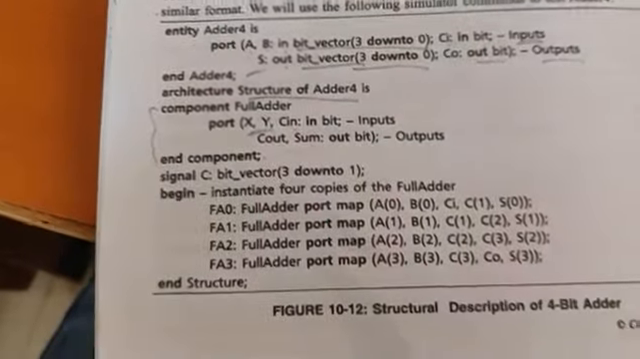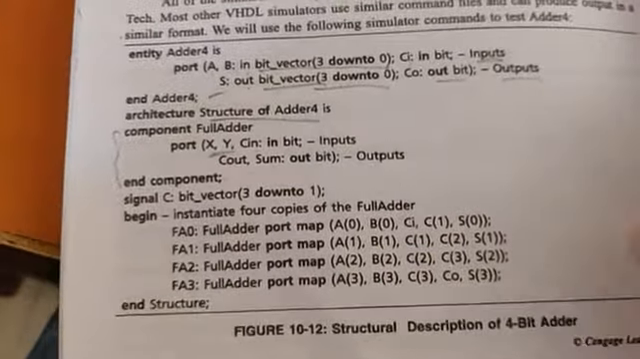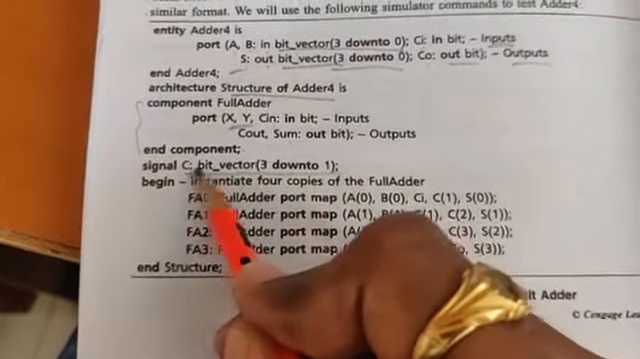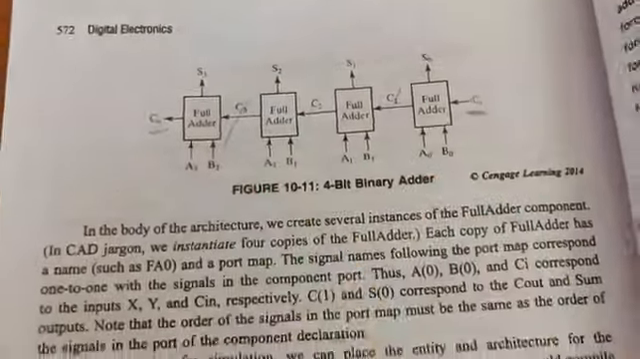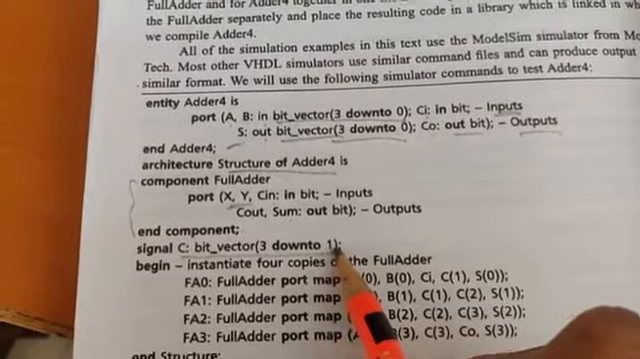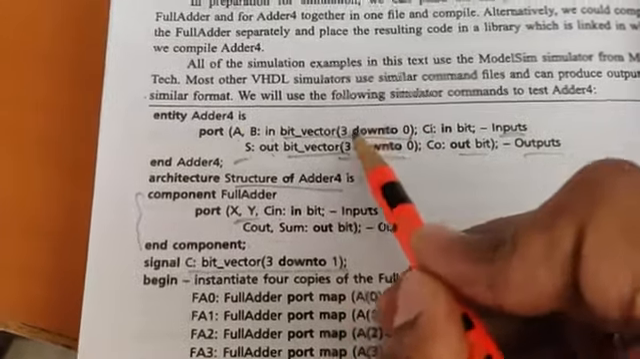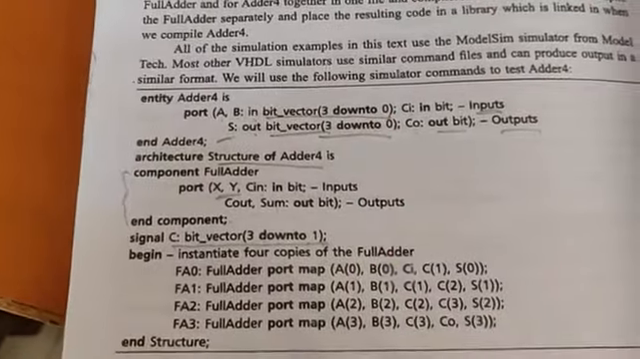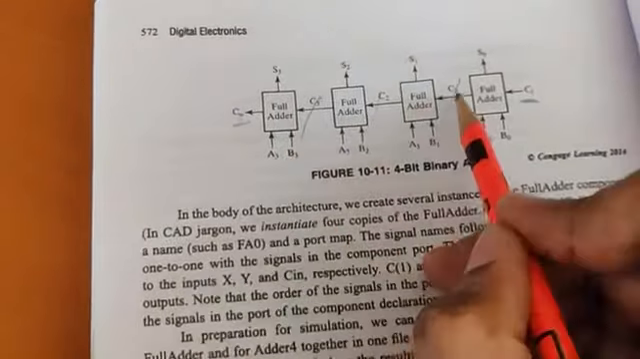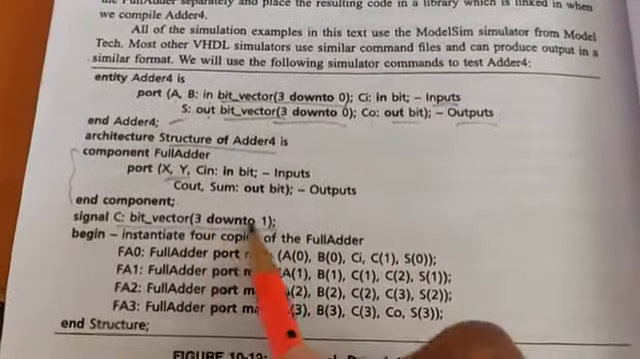End component. This is a component. Components are used to interconnect things. Signal C: why signal? These are the internal signals C1, C2, C3. So it is 3 down to 1. They have not used 3 down to 0. Why? Because 3 down to 0 means 0, 1, 2, 3, but here we need only 1, 2, 3. So 3 down to 1.